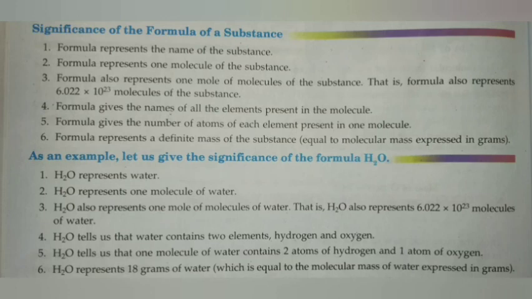The last point says the formula represents a definite mass of the substance. That is, in H2O, the mass of 2 hydrogen atoms is equal to 2 and 1 oxygen atom is equal to 16. On adding, we get 2 plus 16 is equal to 18 units. By this we can say that the formula of a compound gives all the information about that molecule.